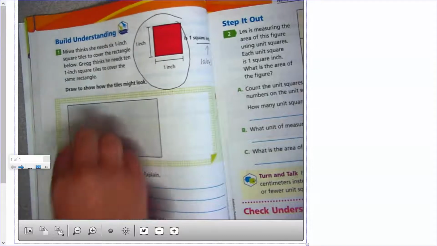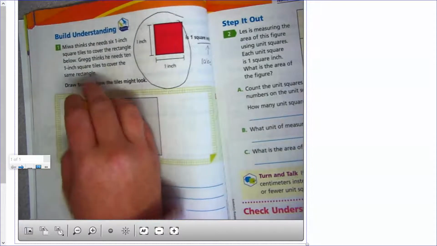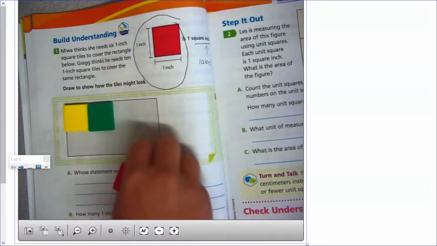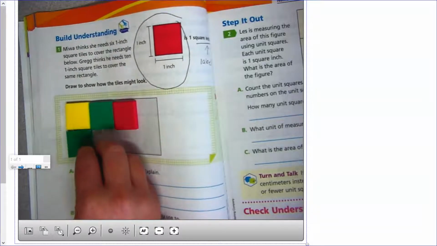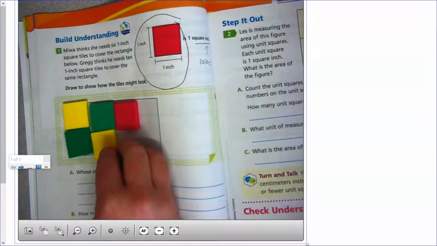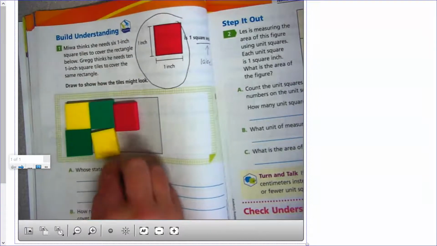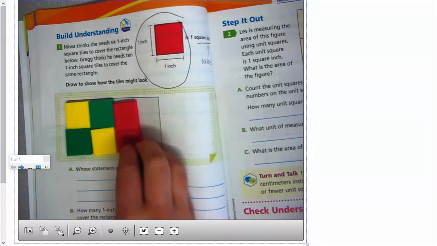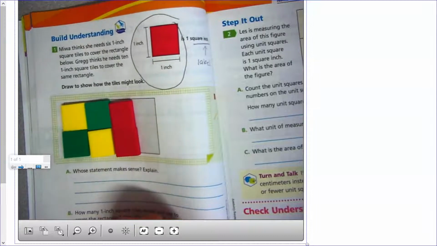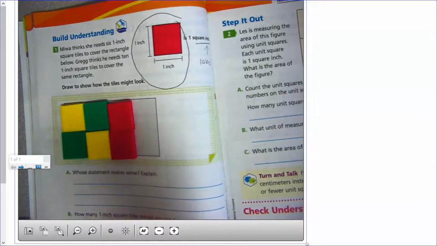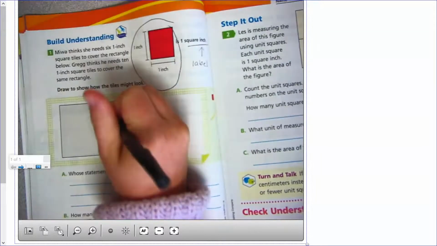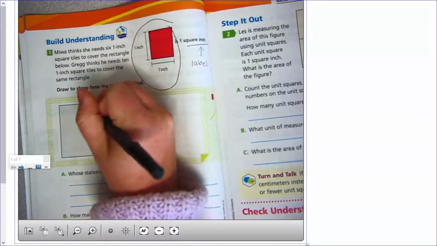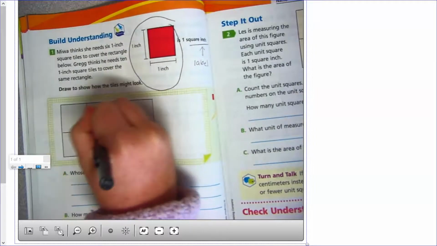So let's add 6. 1, 2, 3, 4, 5. Sorry, it's slow. 6. All right, so she thinks we need 6. I'm going to draw a line here so I know. So there are my 6 tiles.